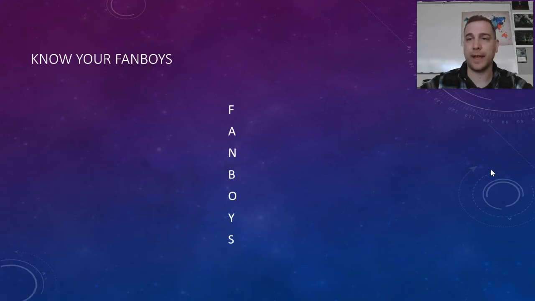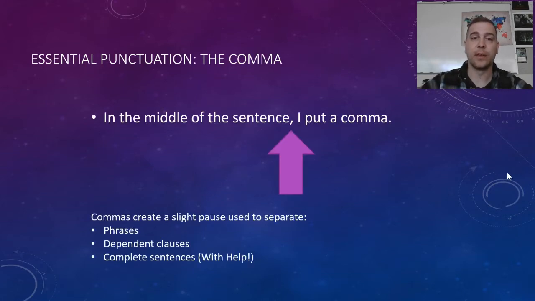First, you have to know your fanboys, right? And so hopefully you've learned these in previous classes. If not, there's 7 words you need to know here. They are for, and, nor, but, or, yet, and so. And so these are the fanboys. They're also known as coordinating conjunctions. The other thing you need is a comma. And so in the middle of the sentence, I put a comma.